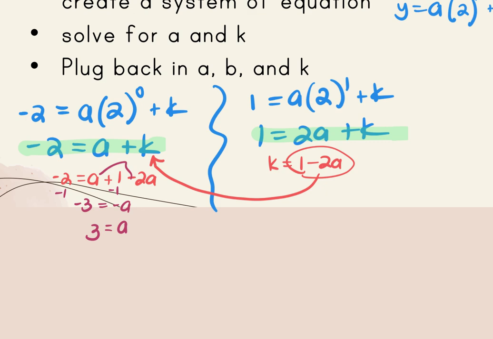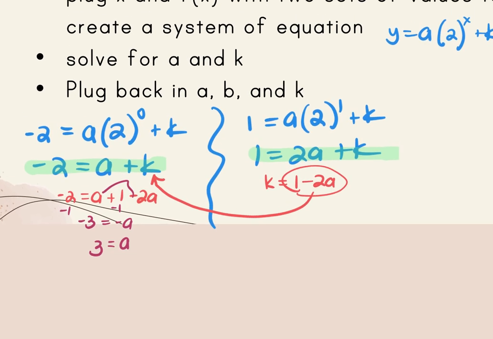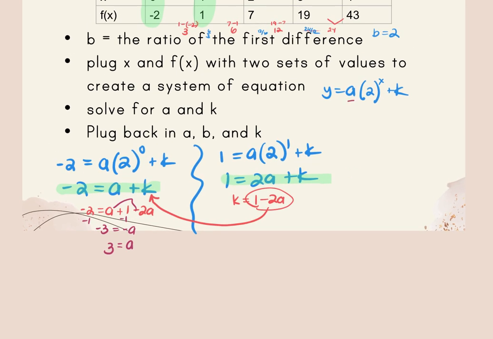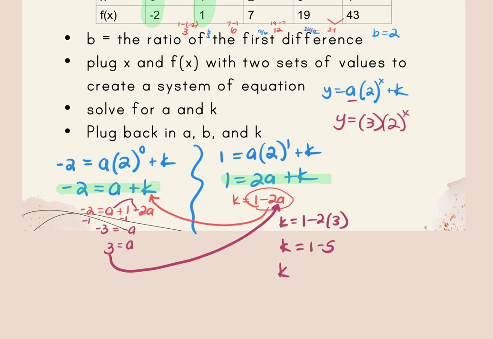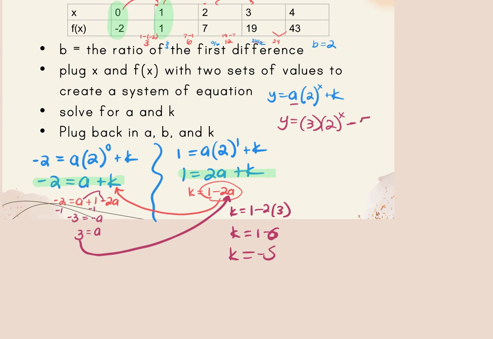With me so far? Okay, then I'm going to repeat that. Now I need to find the K, right? So I have my A now. y equals 3 times 2 to the x. I'm still missing K. I can find K by plugging A back in. K equals 1 minus 2 times 3. K equals 1 minus 6, sorry. K equals negative 5. So here is my exponential equation with a vertical shift.